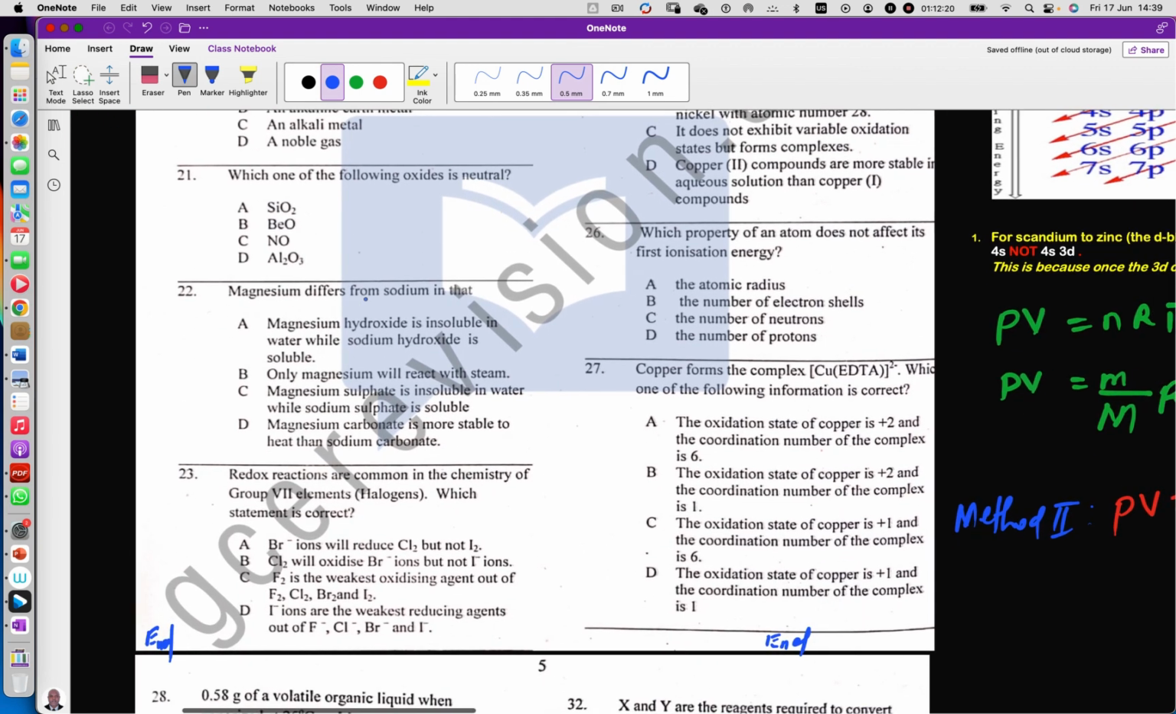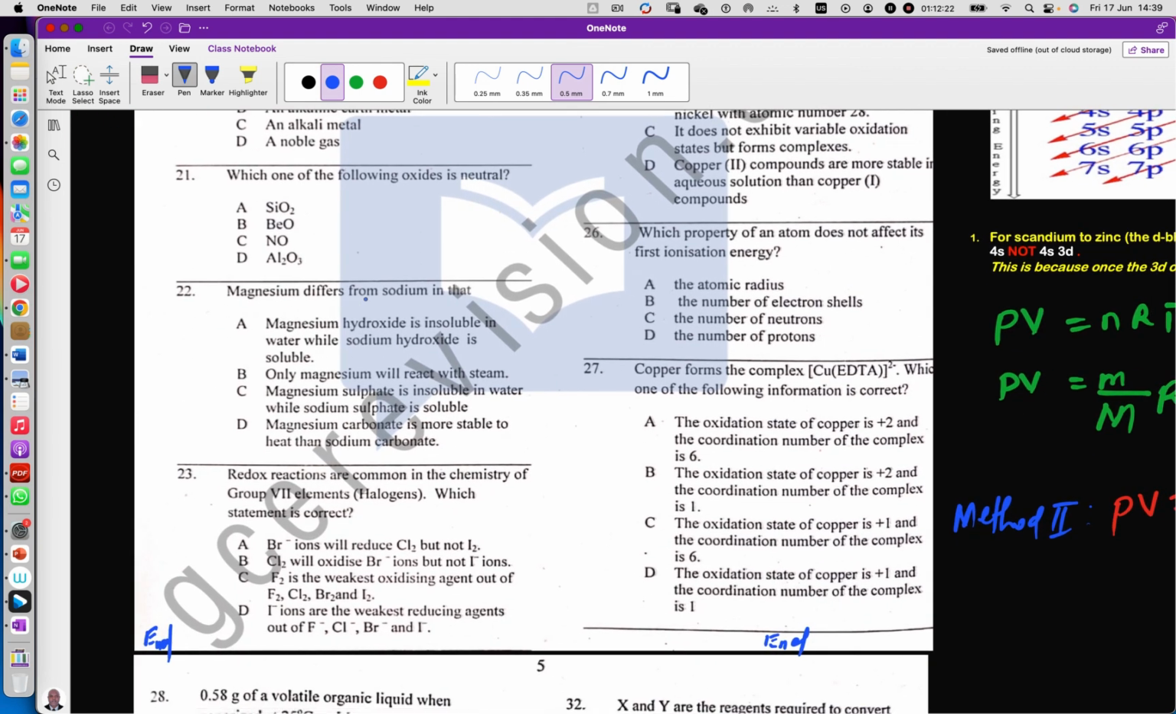21. Which one of the following oxides is neutral? Silicon dioxide is not a neutral oxide. It's slightly acidic. All group 4 oxides, or group 14 as the modern periodic table calls it, are slightly acidic.